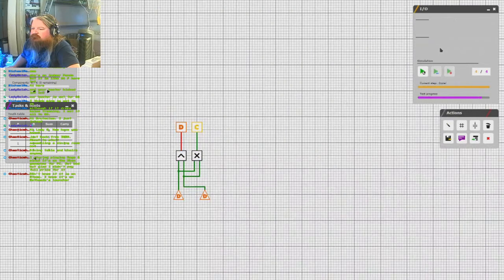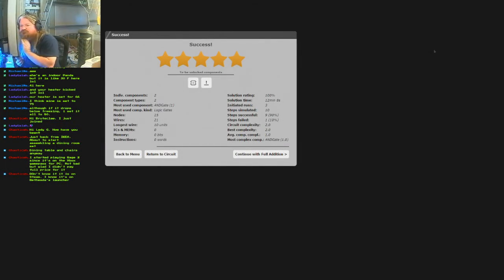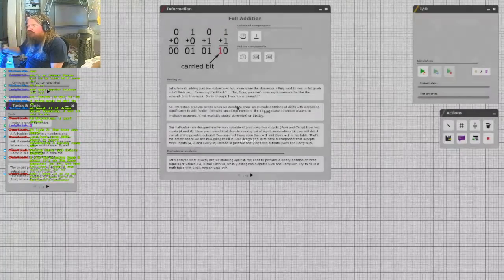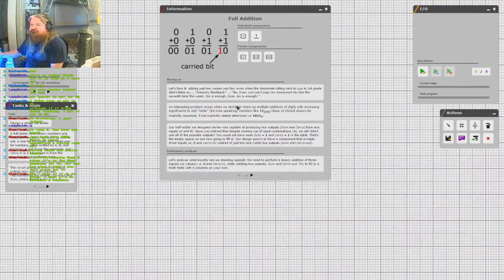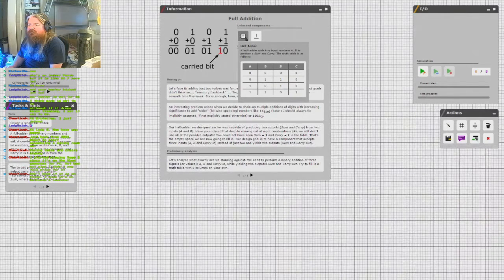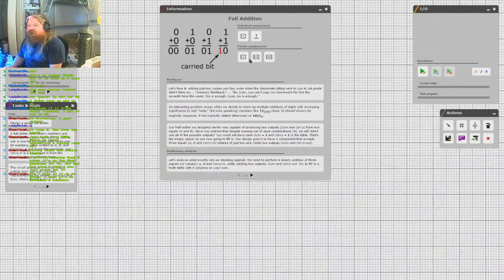Forgot about exclusive ORs. Now we get to full addition. Oh, I got a pull-up and I got a half adder now. Ooh, and I get more adders later. Yay!